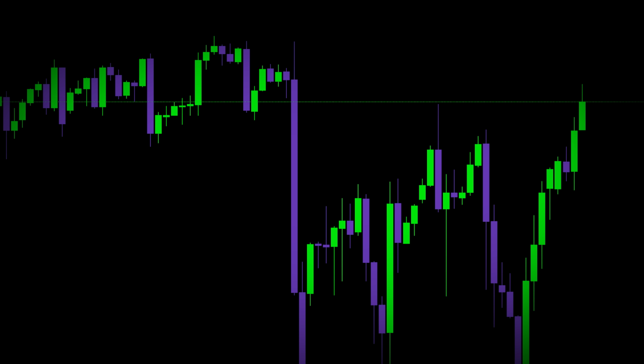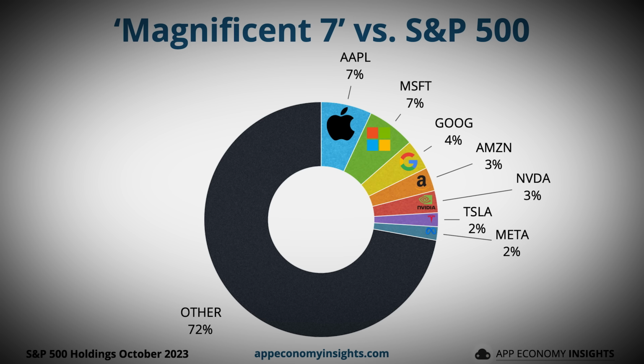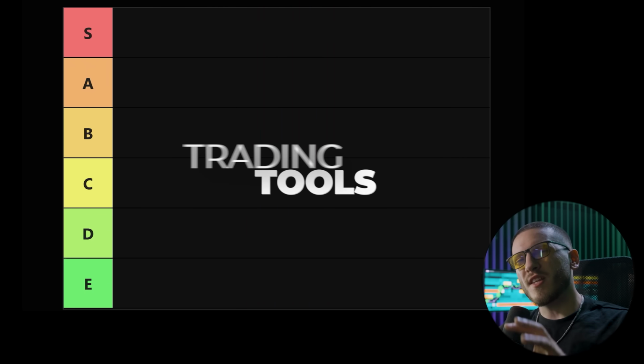But we'll also make a tier list of the best trading tools that exist, from normal charts to indicators to footprints to heat maps, and also a tier list of the best markets to trade, from Forex to stocks to cryptos. Let's start from the beginning. Let's start with the type of trading tool.